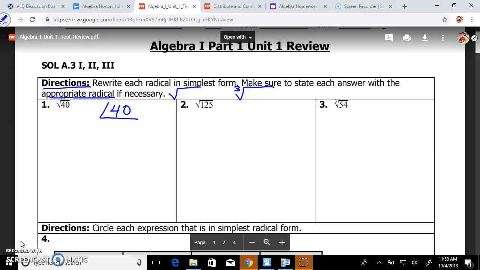So we need to simplify by factoring out prime factors. We can have 2 and 20. That's another 2 and 10. That's a 2 and 5. And finally, 5 divided by 5 is 1.